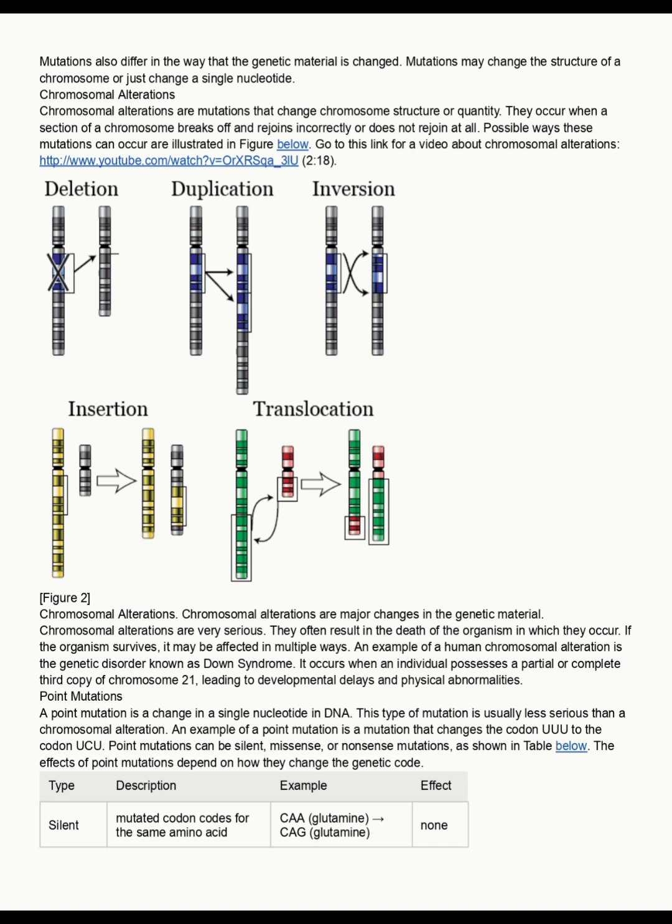Chromosomal alterations. Chromosomal alterations are mutations that change chromosome structure or quantity. They occur when a section of a chromosome breaks off and rejoins incorrectly or does not rejoin at all. Possible ways these mutations can occur are illustrated in the figure below. Go to this link for a video about chromosomal alterations.